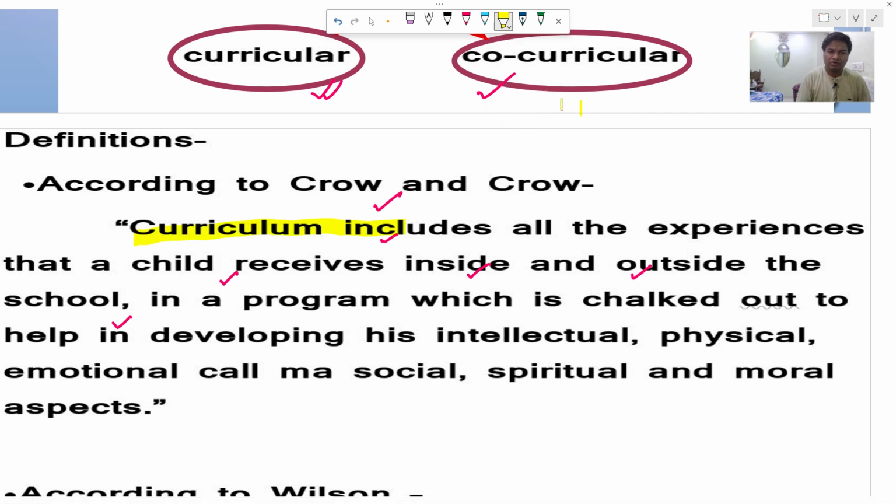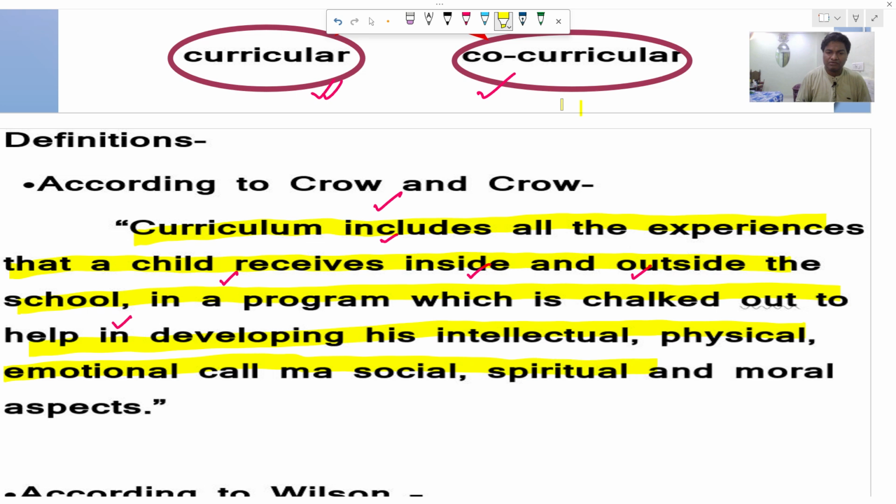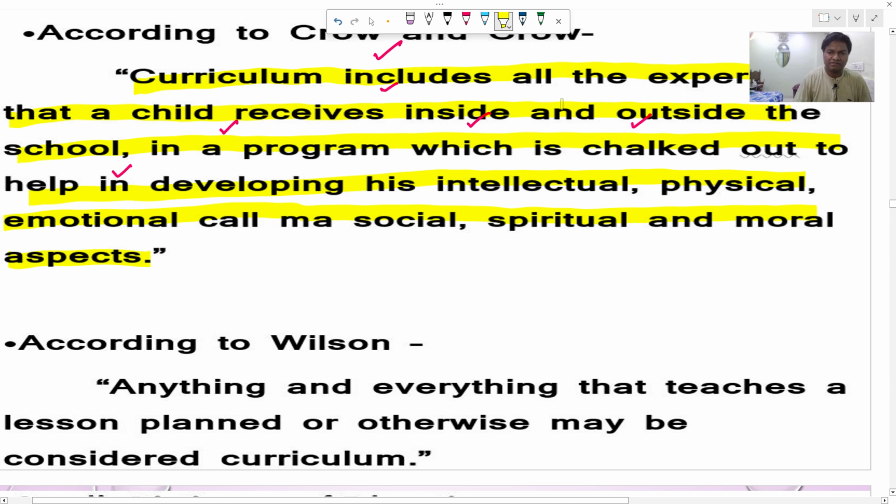Curriculum includes all the experiences that a child receives inside and outside the school, in a program which is chalked out to help in developing his intellectual, physical, emotional, social, spiritual and moral aspects. So if we talk about intellectual, physical, emotional, social aspects, curriculum is an important part of it.